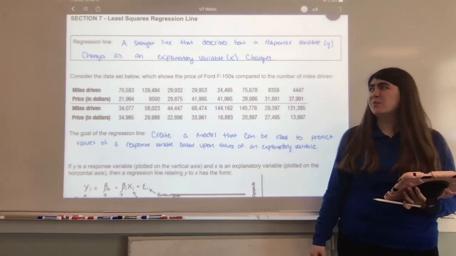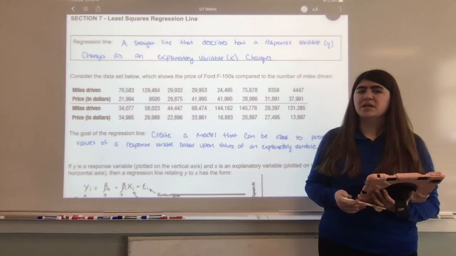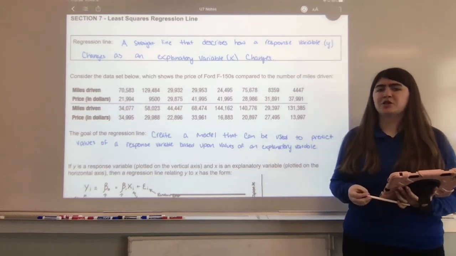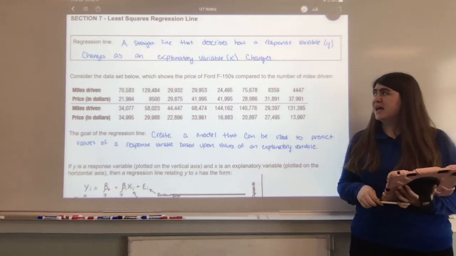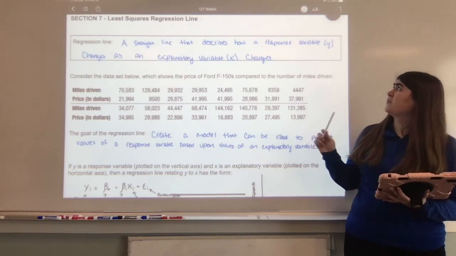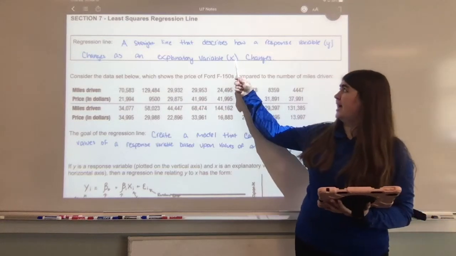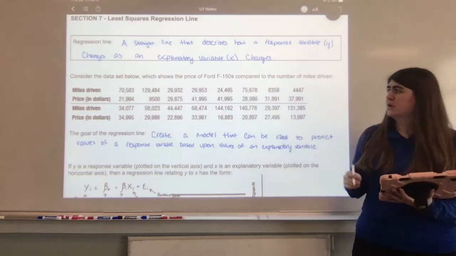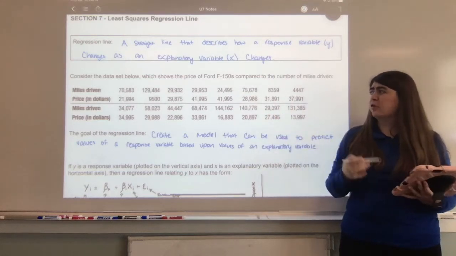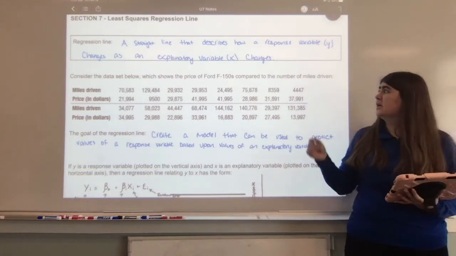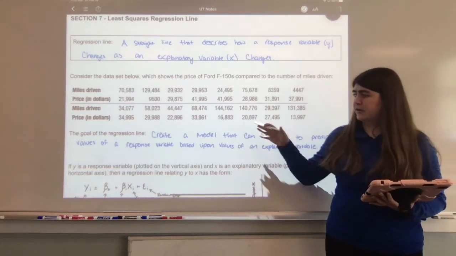Hello everyone, today we are finishing our data and statistics unit with section 7 on least squares regression lines. So a regression line is a straight line that describes how a response variable y changes as an explanatory variable x changes. We're going to use this data set here, which shows the price of Ford F-150s compared to the number of miles driven, as an example for our regression line.